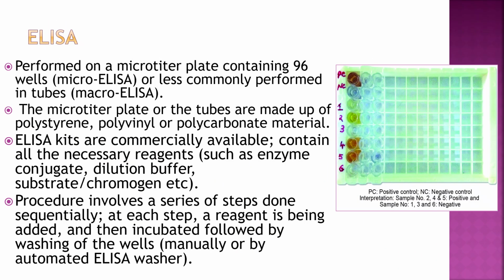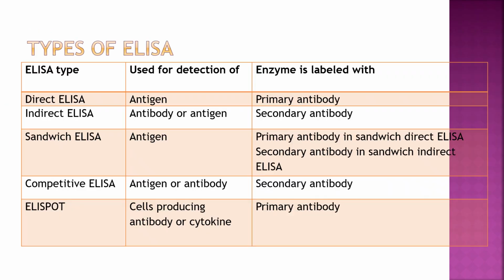ELISA is performed on a microtiter plate containing 96 wells, that is micro ELISA, and sometimes in tubes, that is macro ELISA. The microtiter plate or tubes are made up of polystyrene or polyvinyl or polycarbonate material. ELISA kits are commercially available and the procedure involves a series of steps done sequentially, and in each step a reagent is added, incubated and followed by washing.